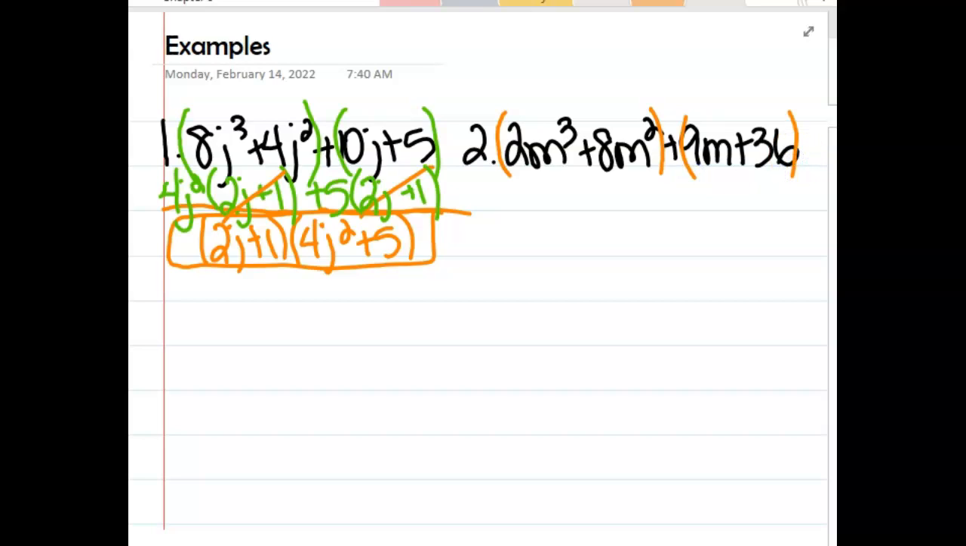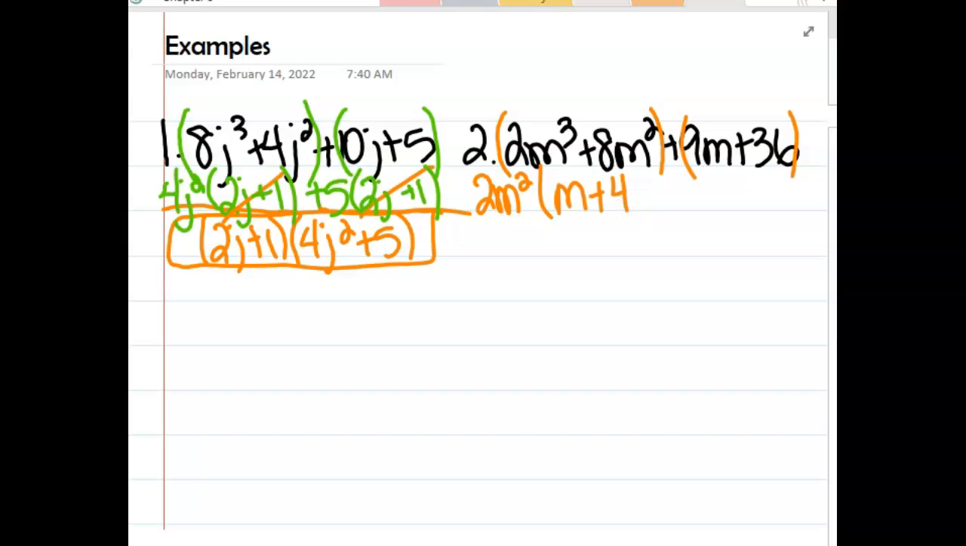Looking at 2m cubed and 8m squared. 2 and 8, what do 2 and 8 have in common? 2. m cubed, m squared, what do they have in common? An m squared. Now, I had a 2m cubed. I factored out a 2m squared. What's left in that first term? Just an m. Excellent. I had an 8m squared. I factored out 2m squared. So 2 times what gives me 8?